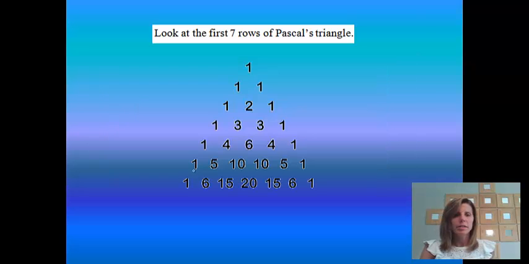All right. Now look at the first 7 rows of Pascal's triangle. This is just a triangle that someone with the last name of Pascal discovered. And if you look at them, hopefully you're noticing that in the first expression, our expansion was 1, 1. In our second expansion, our coefficients were 1, 2, 1. In our next expression, our coefficients were 1, 3, 3, 1. So notice there definitely is a pattern forming.